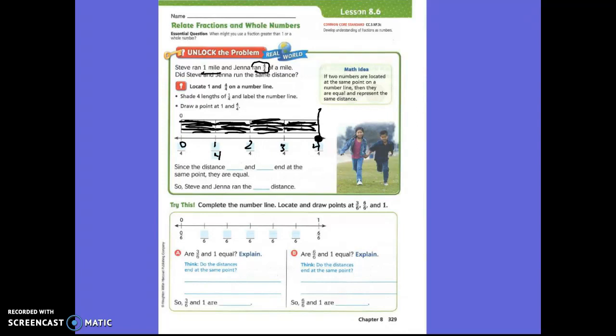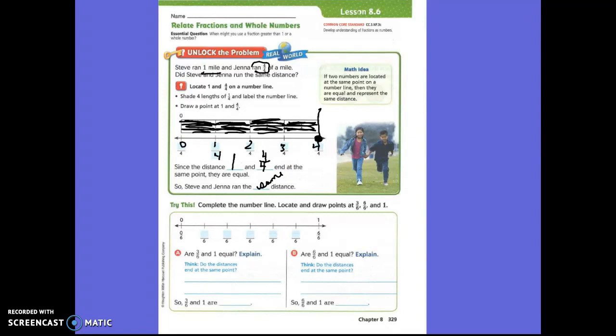So the distances, 1 and 4/4, end at the same point. They are equal. So Steve and Jenna ran the same distance, or equal distance, right? All right, try this.